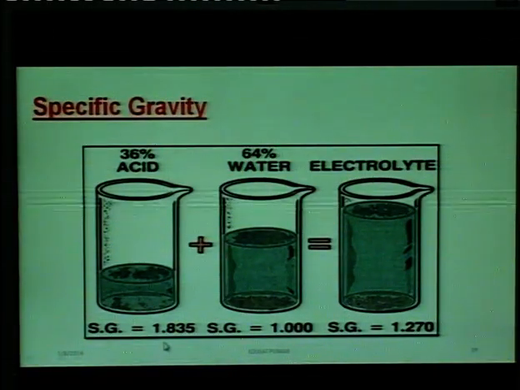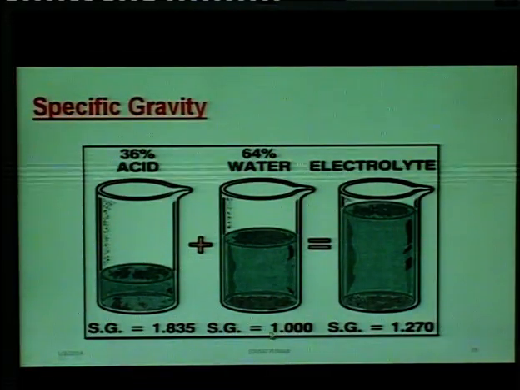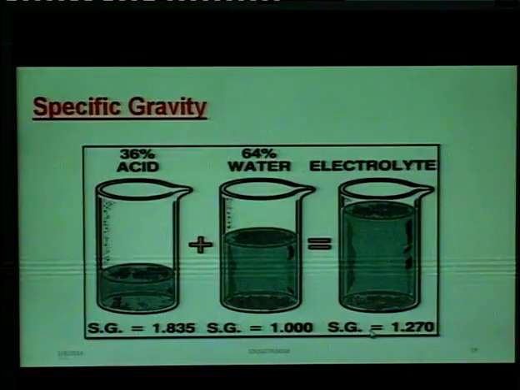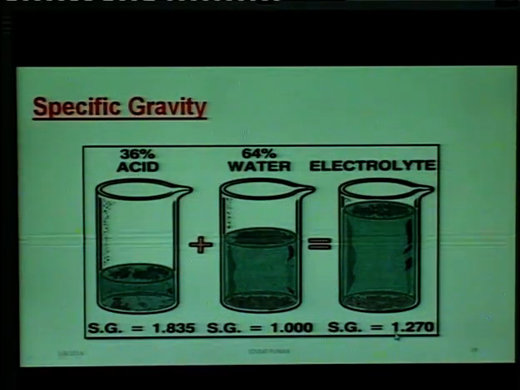The specific gravity of acid is 1.835, whereas the specific gravity of water is 1. Mix the two together, and the specific gravity of the electrolyte becomes 1.270.